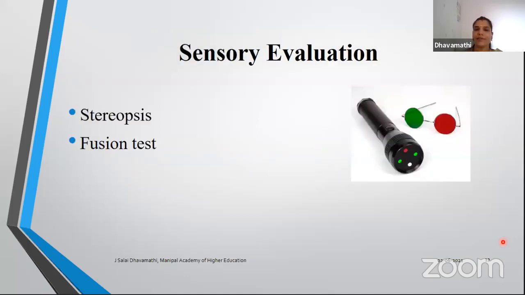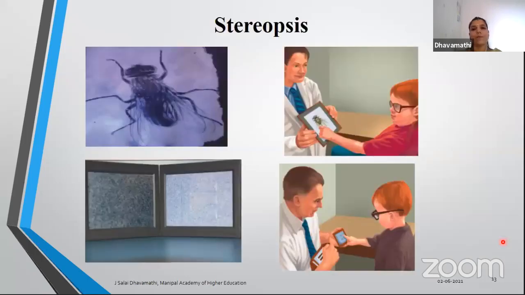So under sensory evaluation, we have two types of tests, the stereopsis test and the fusion test. This checks the two grades of binocular vision. Stereopsis is depth perception, and the fusion test is also done. In the stereopsis test, we do the Titmus fly test.